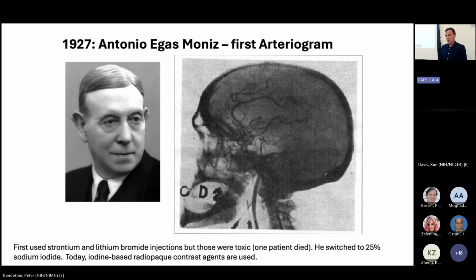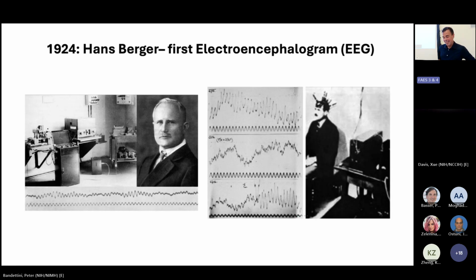And this person, Antonio Egas Moniz, 1927, was trying to come up with the right contrast agent that was dense enough to go in the vessels that blocked X-rays. He first used strontium and lithium bromide, and he ended up killing a person trying that. So that didn't work. So he finally switched to 25% sodium iodide. And even today, we use iodine-based radiopaque contrast agents. So luckily, he switched that out. They didn't quite have, I guess, IRBs back then. You could just do whatever, apparently.